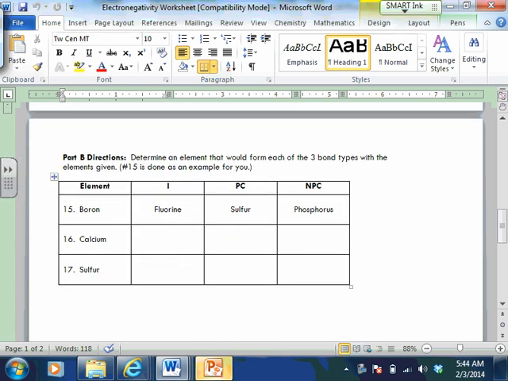The second chart here is a little more confusing. It says determine an element that would form each of the three bond types with the elements given. And it says number 15 is done as an example for you. So the first one, basically, the three elements that you're using are on the side here. They're the ones that are numbered on the left side. The first element is boron, okay? And basically what they're asking you to do is figure out what's an element that would form an ionic bond with boron.